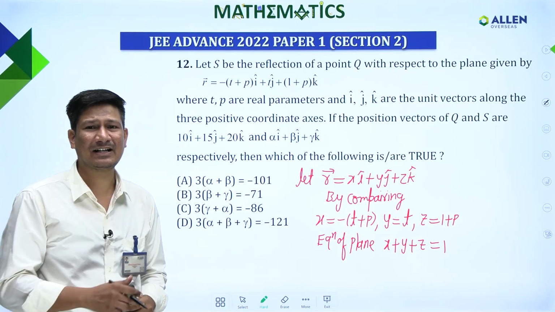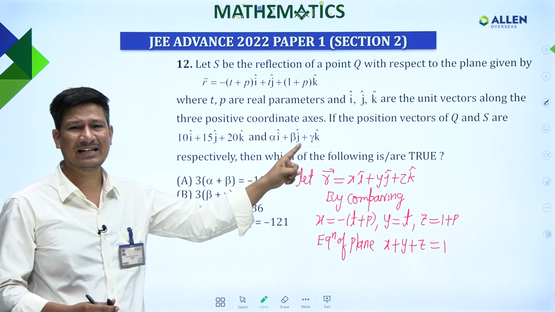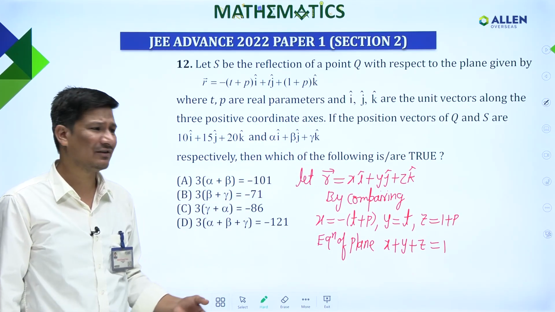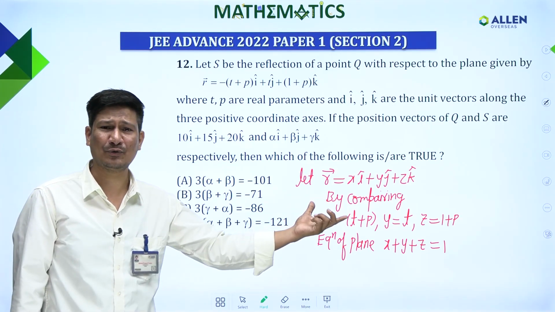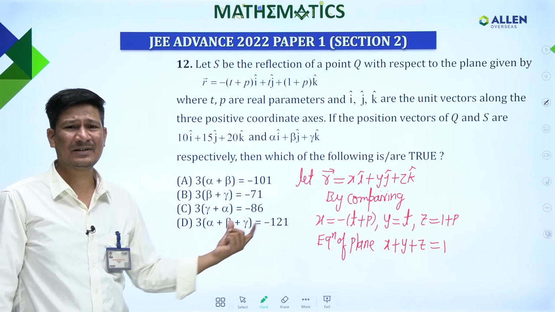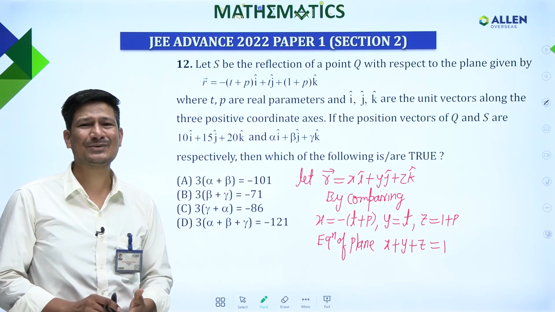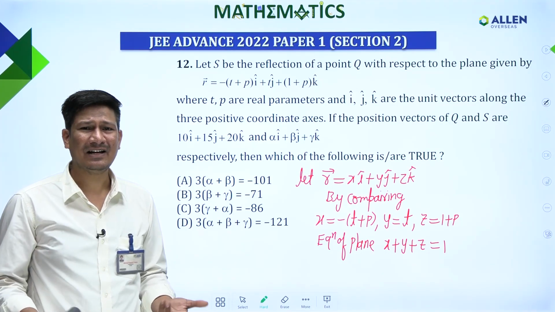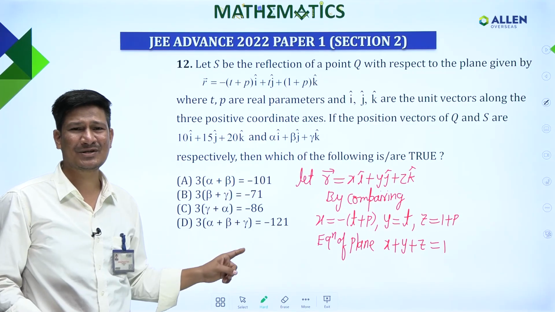If the position vectors of the points Q and S are given to us in the question, then we have to check which of the following options is or are true. Means we have to check alpha plus beta. Our ultimate target is to calculate the values of alpha, beta and gamma. After that, we can easily check the options one by one.